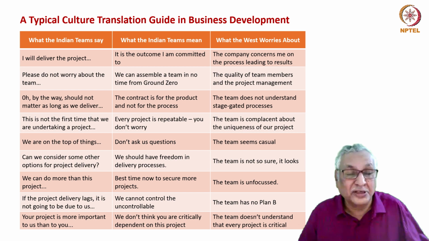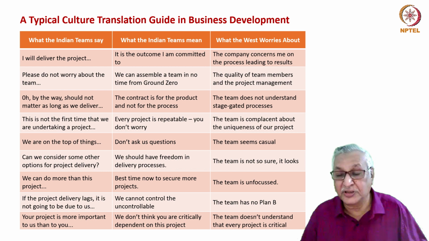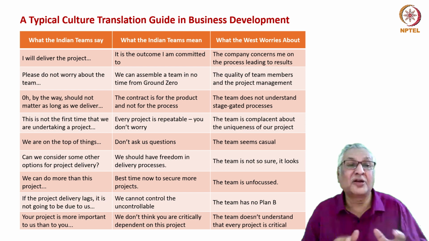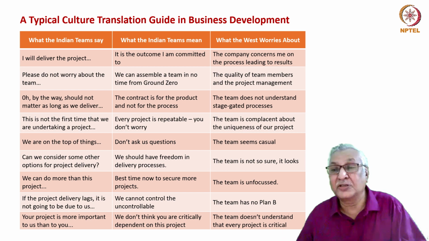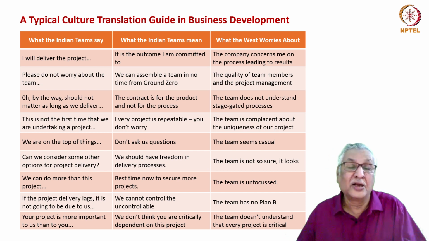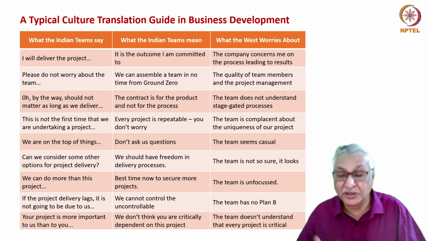That is, if you try to indulge in hyperbole to say that your project is more important to us than to you, the actual implication is that we don't think you are critically dependent on this project. Then the West will say the team doesn't understand every project is critical. So you can see from these bits of dialogue how what we say is probably influenced by what we think in a different manner internally. And we don't know how the West thinks about that because of their own culture of doing things in a very tight and project managed manner.